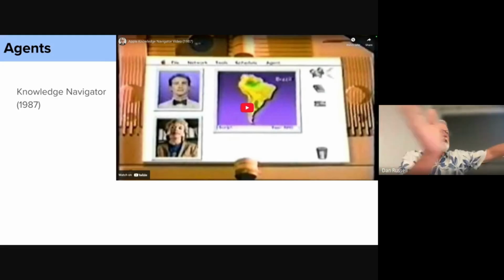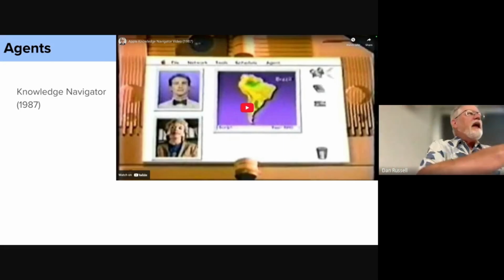Okay, so that's assignment 2. Let's start talking about agents. I'm going to show you 2 examples of work that's been done on agents in the past.